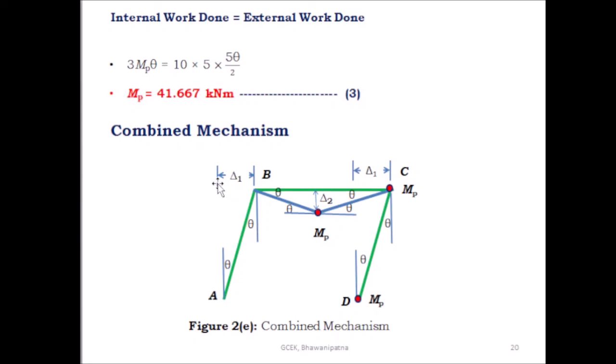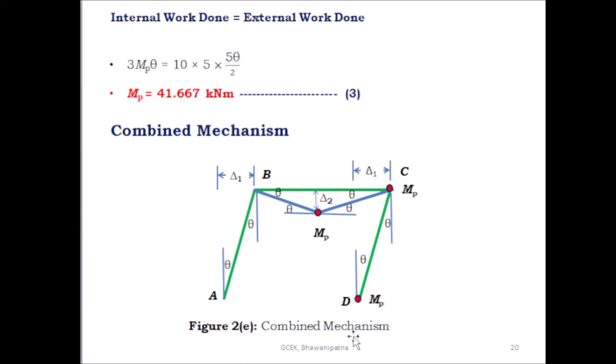This is the virtual displacement we gave at the point B, delta 1, and the virtual displacement we gave at the midpoint of BC is delta 2. Here the rotation at B and C is theta, and at the midpoint under this plastic hinge the total rotation is 2 theta, and the rotation at C is theta, and at D the rotation is theta. The plastic moment here is MP, and the plastic moment at C is MP, and at D is MP.